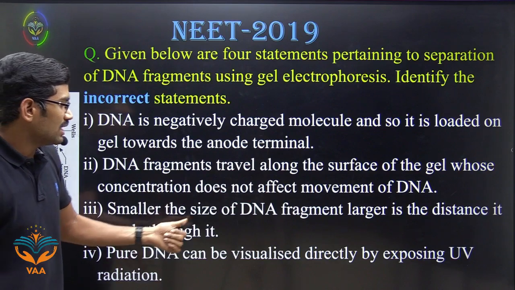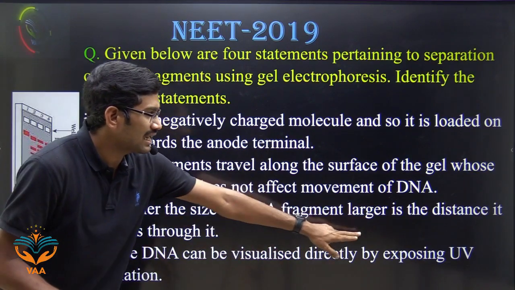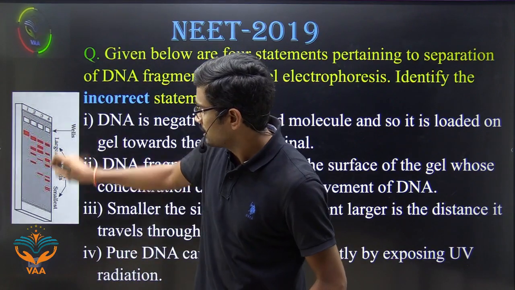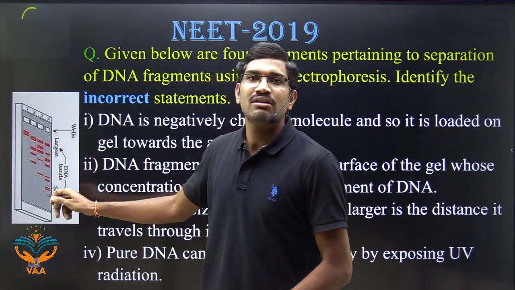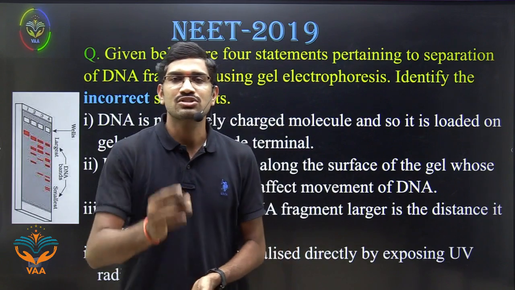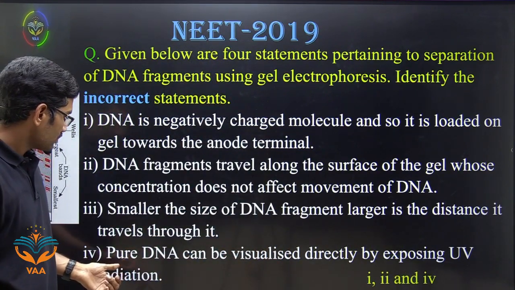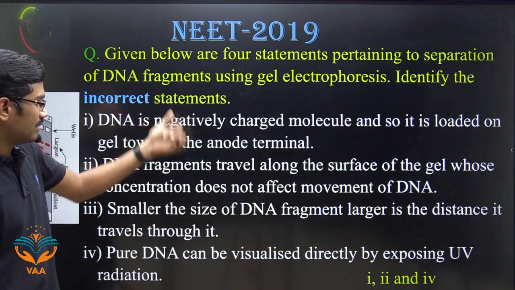Next one. Smaller the size of DNA fragments, larger is the distance it travels through it. Yes, it is correct. So here if you see, small molecules are moving and they are covering the larger distance. So this statement is correct. So the answer for this one is option 3. Okay, that is the correct one, and the remaining are wrong.